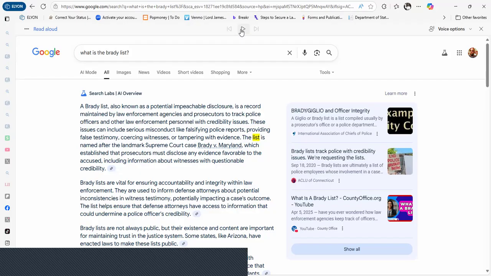But let's keep going. The list is named after the landmark Supreme Court case Brady v. Maryland, which established that prosecutors must disclose any evidence favorable to the accused, including information about witnesses with questionable credibility. Now we both know that prosecutors, when you're going up against them, are not going to bring up any dirt on the officer. That means that you can request it or go and get it yourself. But let's keep going.